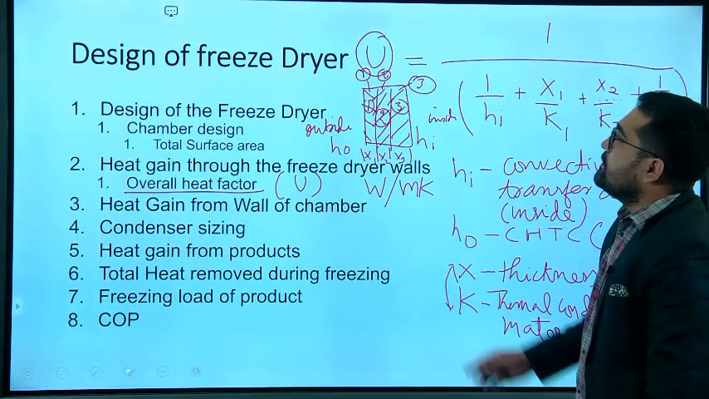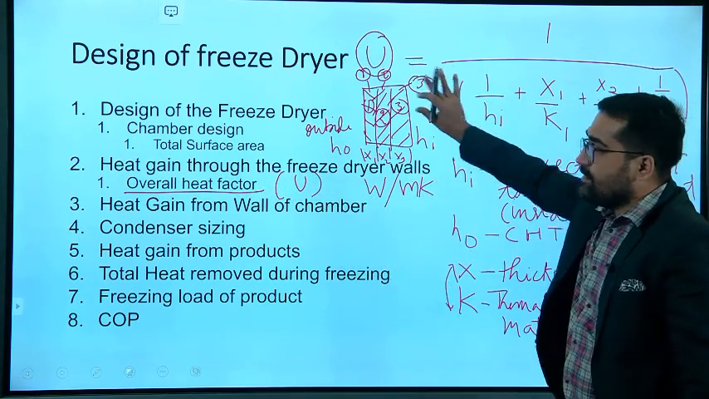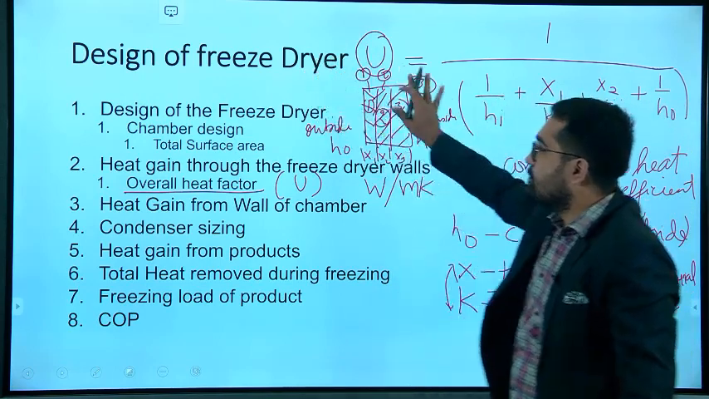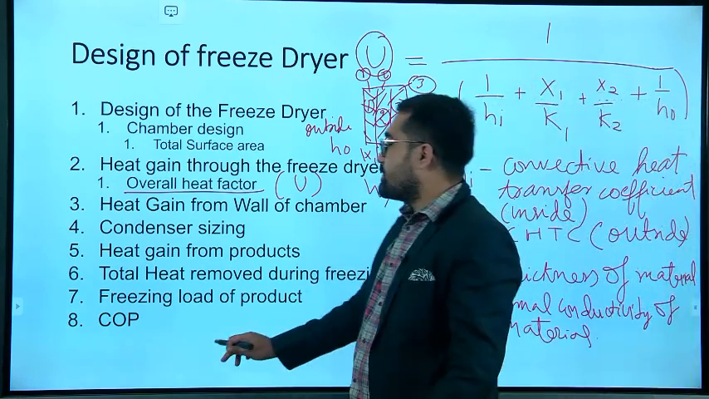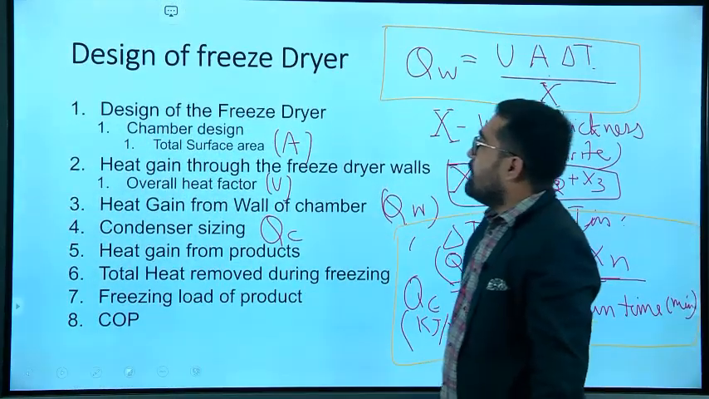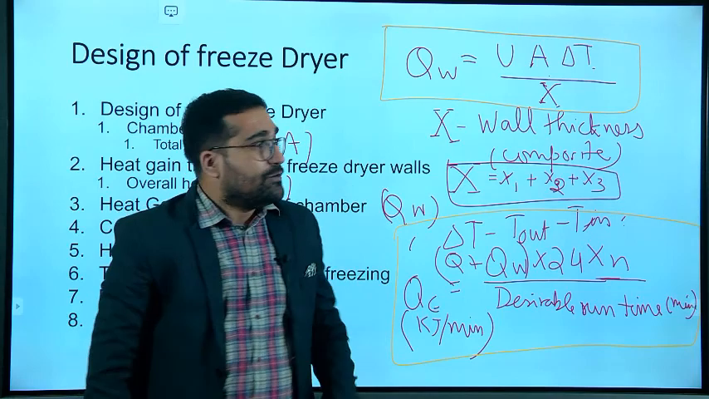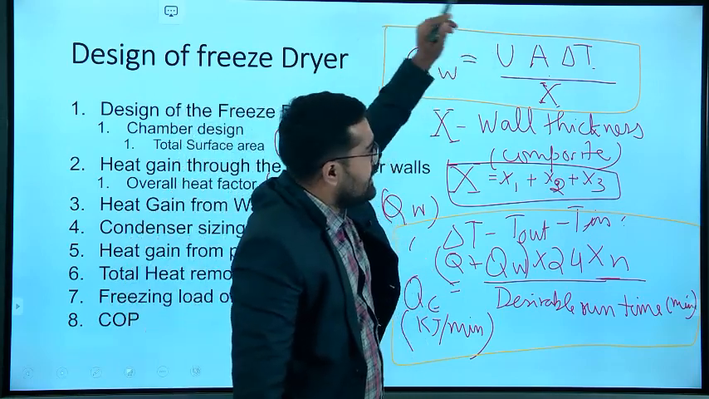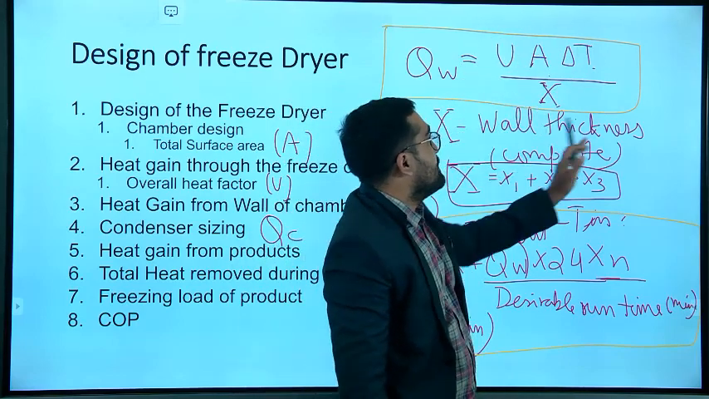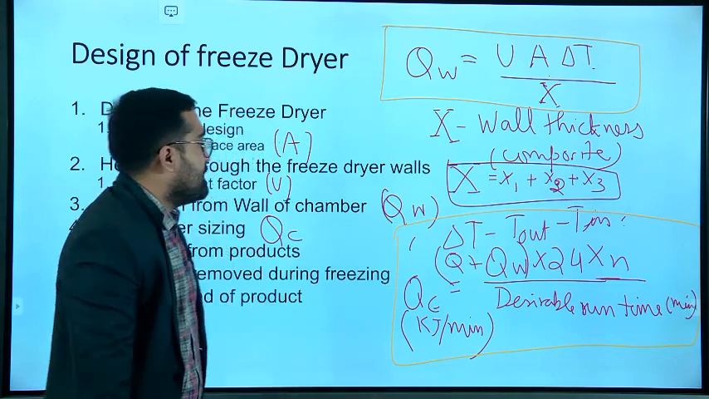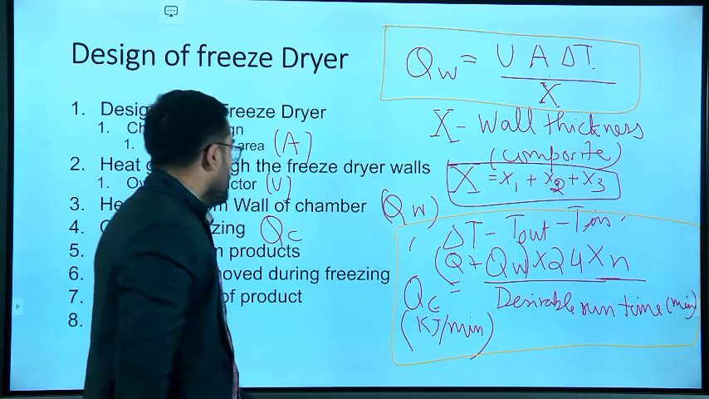After this, we found out the heat gain through the freeze dryer walls. Okay, so this wall we have considered a composite wall, and the formula we have used is this one. For the composite wall, how to find out the overall heat transfer coefficient of the composite wall. After that, we found out the heat gain from the chamber by using the composite wall coefficient, area of the chamber into delta T, means the temperature difference, divided by the thickness of the wall.